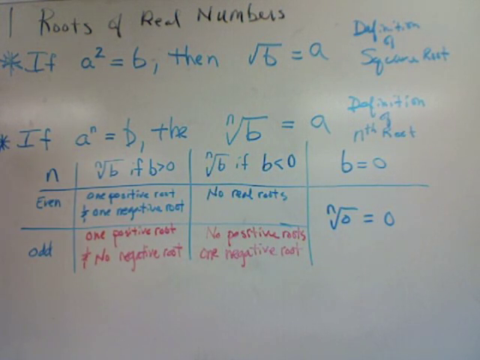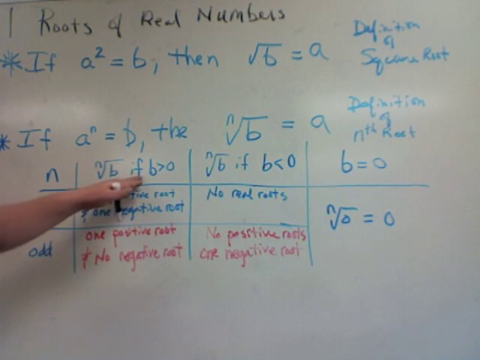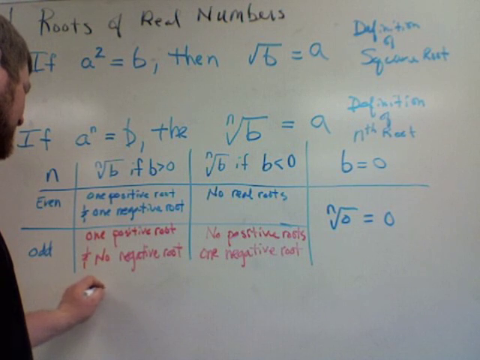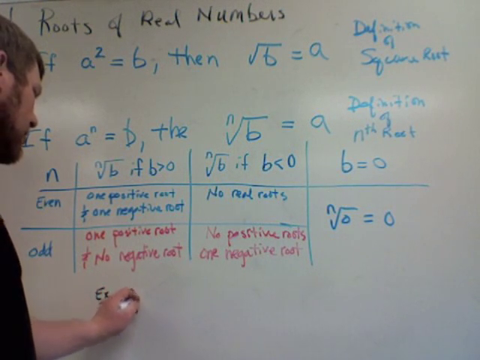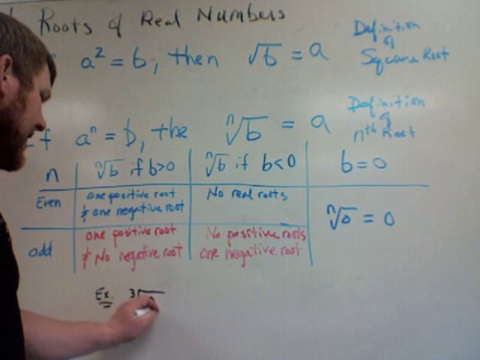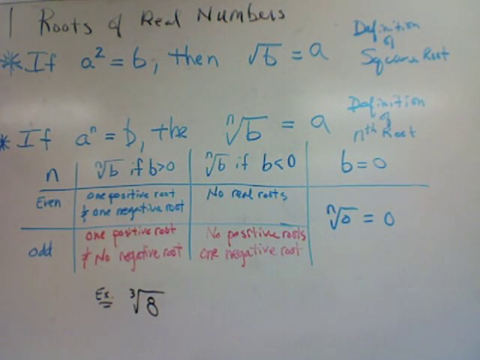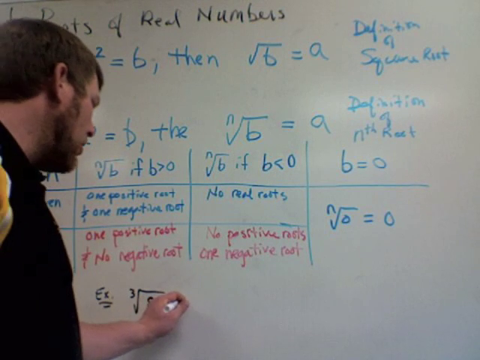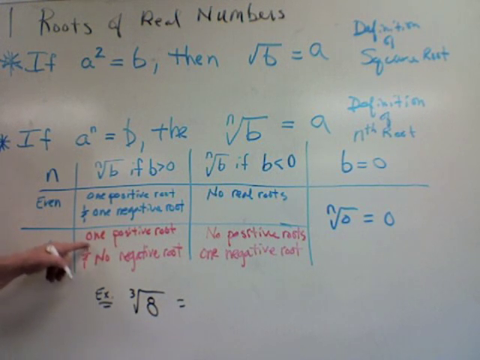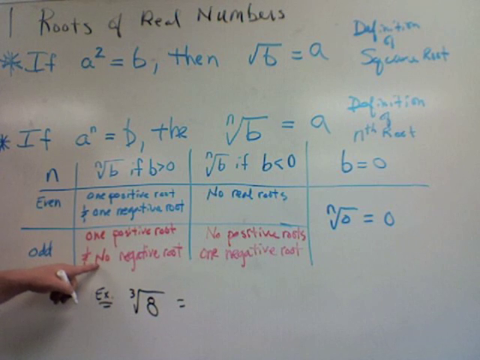Okay, all right, we'll look down here. When b is greater than 0 and n is odd. Well, that's just the example I just did. The nth root is the cube root, n is odd, and 8 is greater than 0. The only real possible solution I have for this particular situation, notice here in my chart, I said I only have one positive root. The negative root is not an option. Why is that?